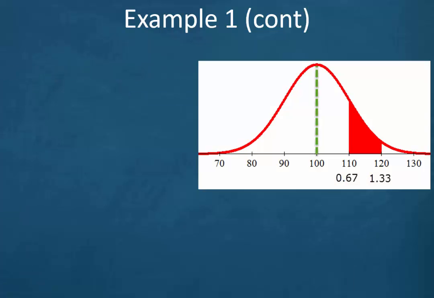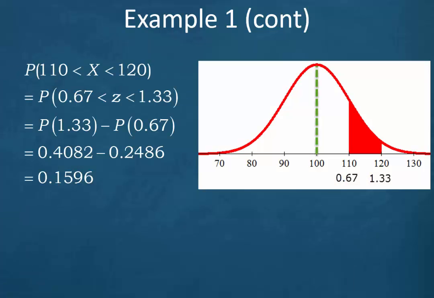So really what we're doing here is subtracting those out. The 0.40, I've rounded a little bit here, 0.4082 minus 0.2486, and we get about 0.16, about 16% of the values fall within that range. When we use the calculator, we're going to get a slightly different result just due to some rounding.